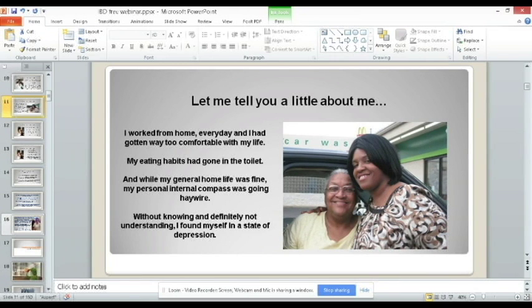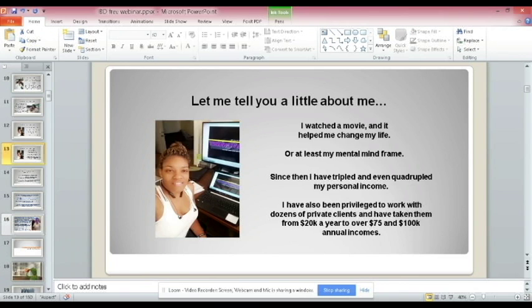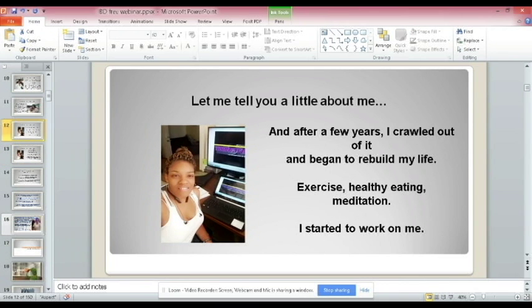So I work from home. Well, I used to work from home every day, and I had gotten way too comfortable with my life. My eating habits had pretty much gone in the toilet, and while my general home life was okay, my personal internal compass was going a little haywire. Without knowing, and most definitely without understanding, I found myself in a state of depression. After a few years, I crawled out of it and began to rebuild my life.